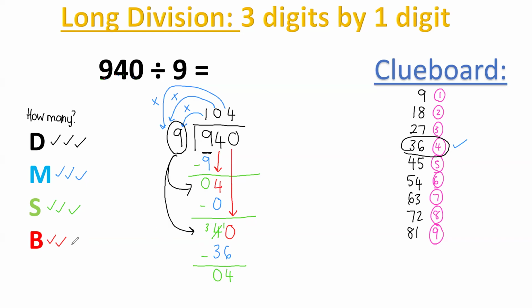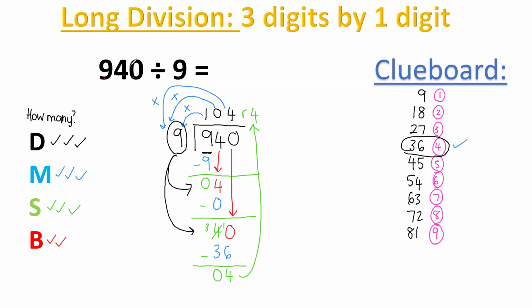And now in red, I need to bring down. But as you can see, I have nothing after the 0 to bring down. So this is my remainder. So I'll put it back to the top. 104, remainder 4. So let's go back to the question.